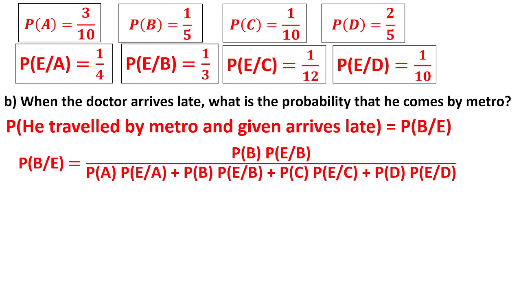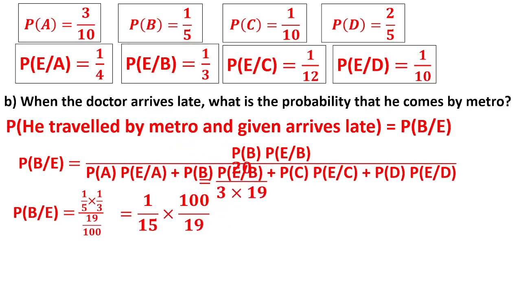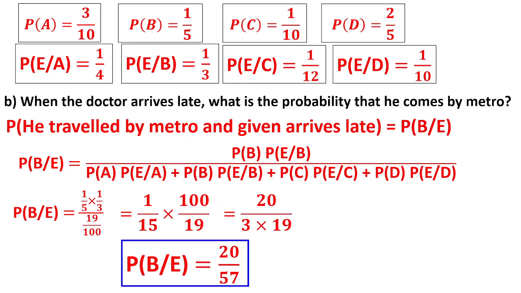In the denominator the total probability will come. Suppose it is by cab, the first term will go to the numerator. Metro, the second term will go to the numerator. Bike, the third term. By other means, the fourth term will go to the numerator. I'm just talking about A given E, B given E, C given E. Now simply substitute the values. I am getting the answer as 20 upon 57. In the exam you have to give the simplified form.